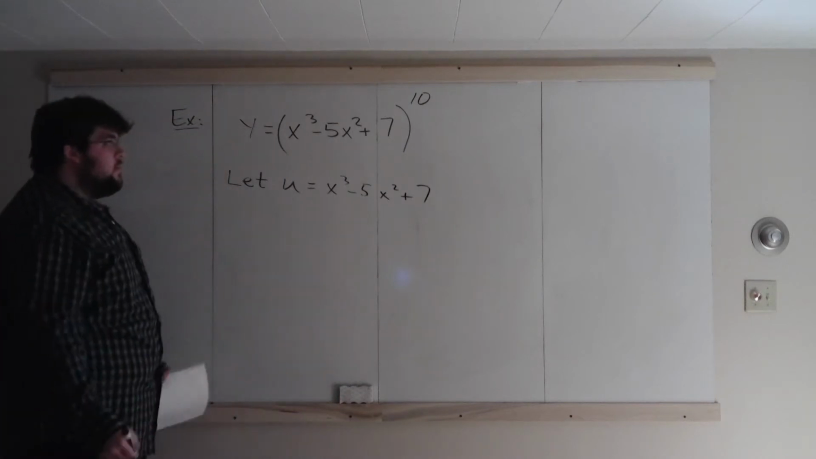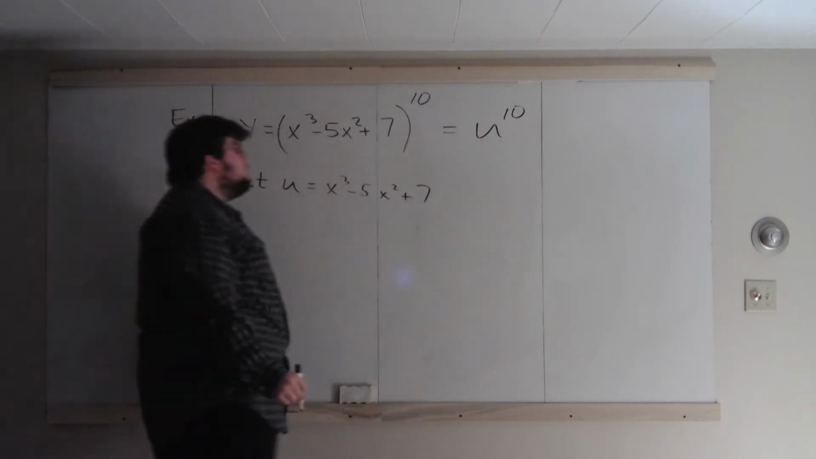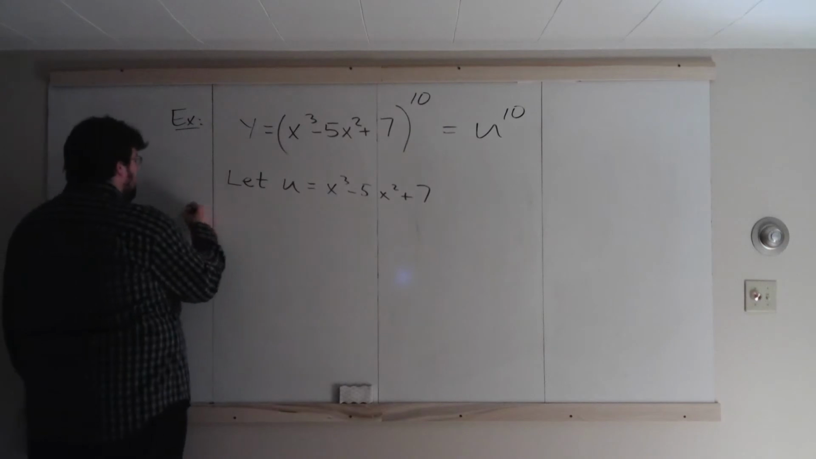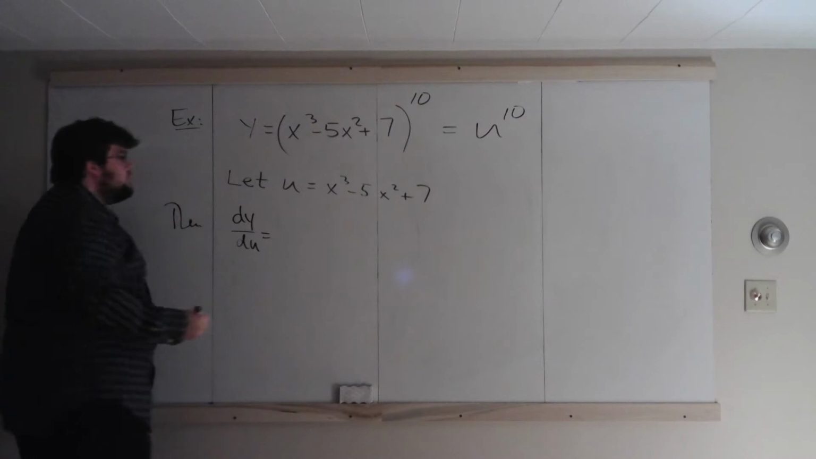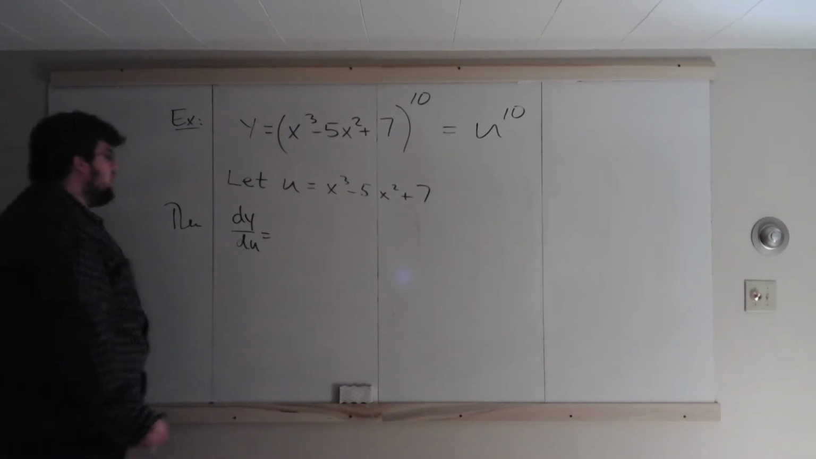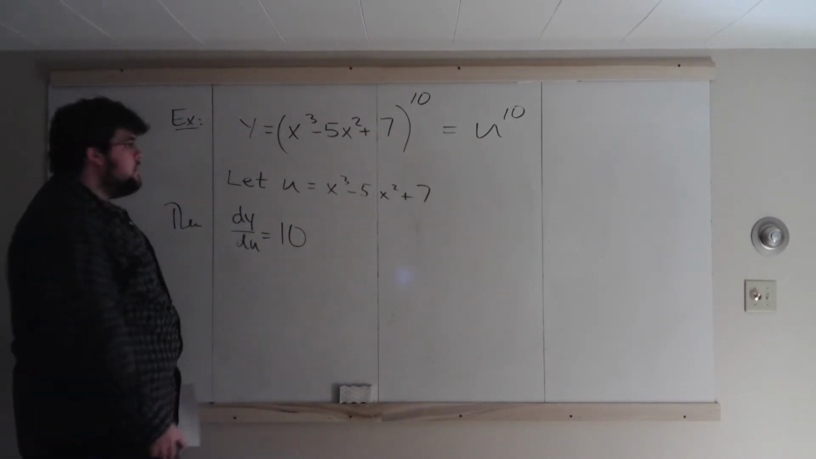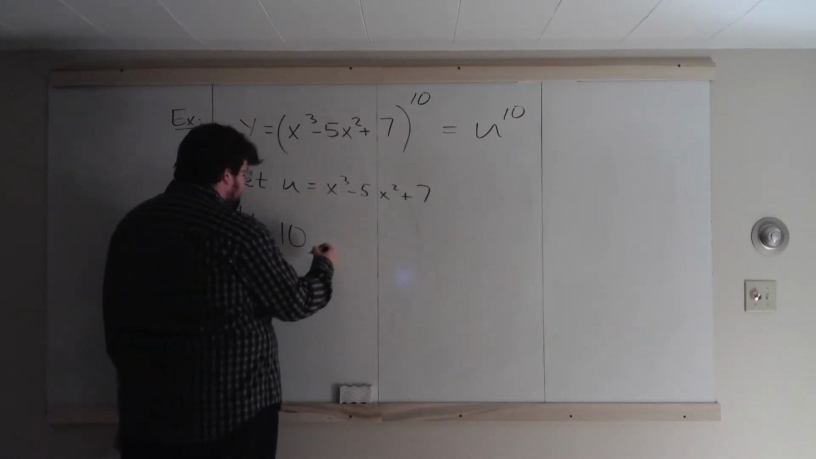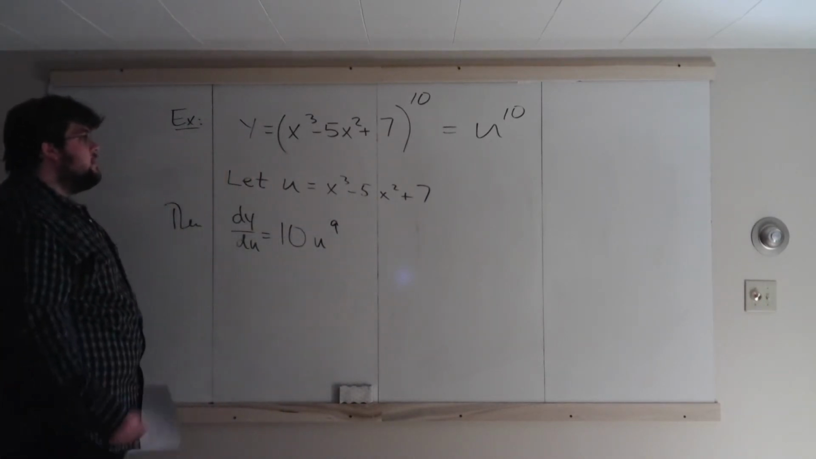And if we let u be that entire inside quantity, then y is just u to the 10th. And to find the derivative dy dx, which we want, all we need to do now is find dy du and du dx. dy du, that's just a variable to the 10th. The derivative of a variable to the 10th with respect to that variable, using power rule, is 10 of them to the 9th.